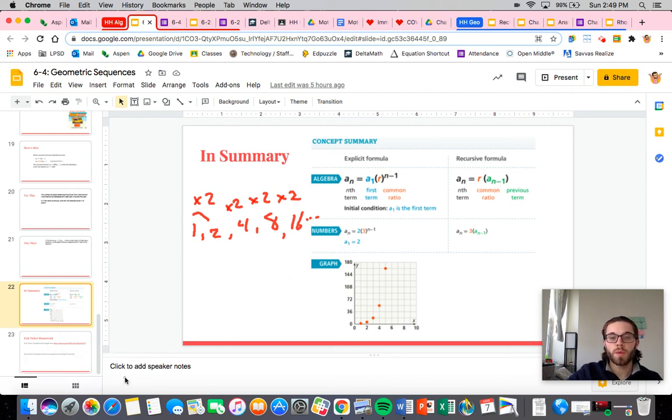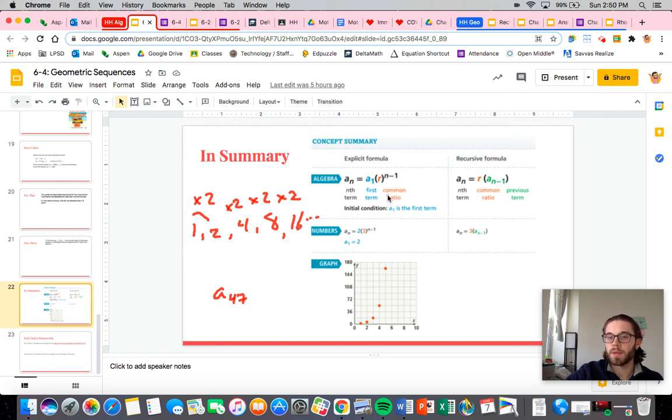So what do we actually have here? Well, we have the explicit formula. So the explicit formula is, we have the nth term, some random term. If I want the 47th term, it would be the 47th term. And it is equal to the first term, your initial value, the first one in the sequence, times your common ratio raised to the n minus 1 power, all right?